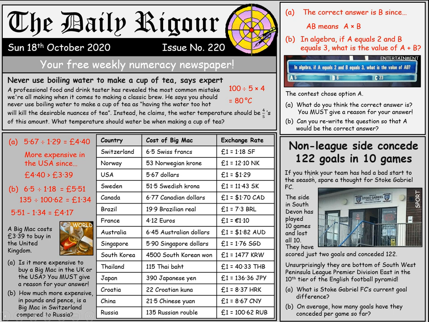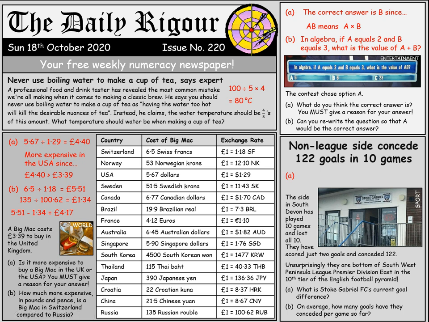Okay, so on to our last story. Spare a thought for Stoke Gabriel FC. They've conceded 122 goals in just 10 games, scoring only 2 in return. And unsurprisingly, they've lost every game that they've played so far. So what is their current goal difference?